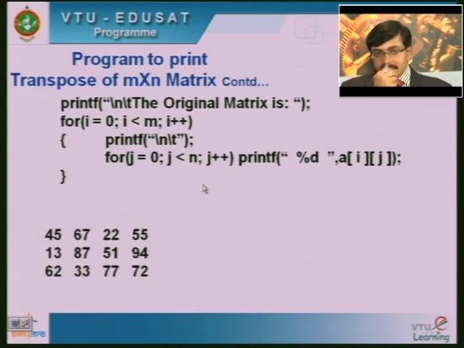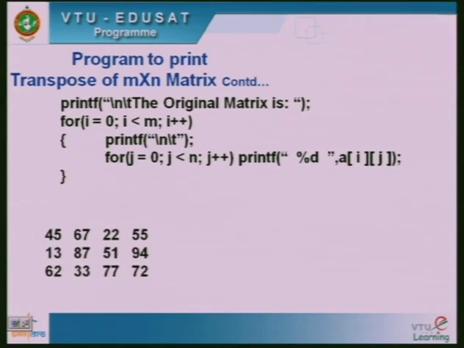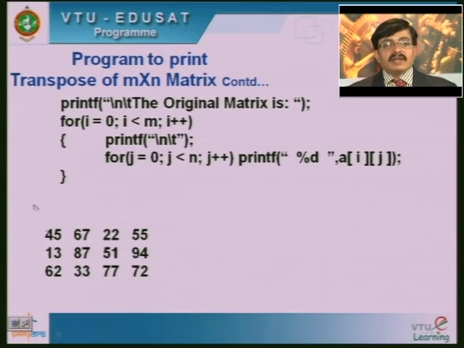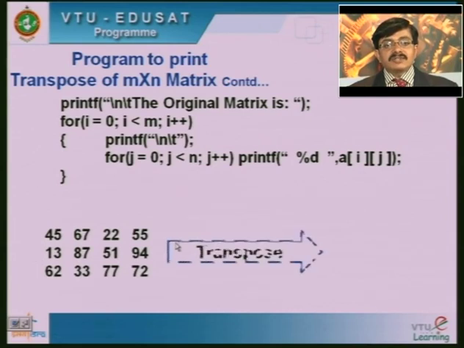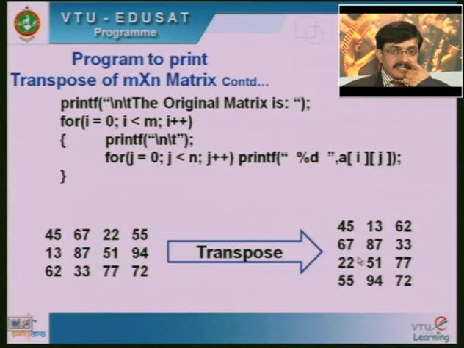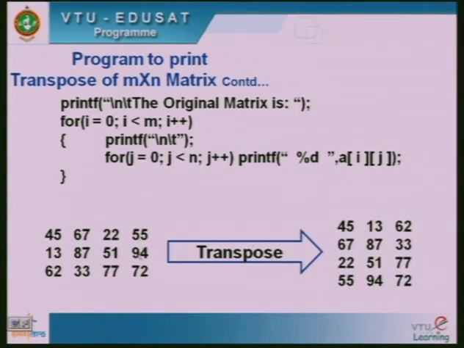Now, consider the same input here: 45, 67, 22, 55. This is the output I get when I am printing the elements of the original matrix. But when I consider the transpose of the matrix, what is printed is 45, 13, 62 and 67, 87, 33 and 22, 51, 77, followed in the last row by 55, 94 and 72. Now, look at this particular input and the index of these particular elements.